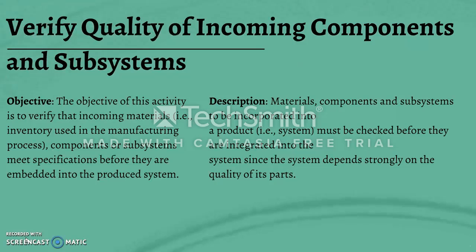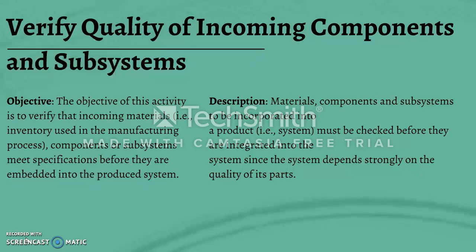Verify quality of incoming components and subsystems. Objective. The objective of this activity is to verify that incoming materials, for example, inventory used in the manufacturing process, components or subsystems meet specifications before they are embedded into the produced system.